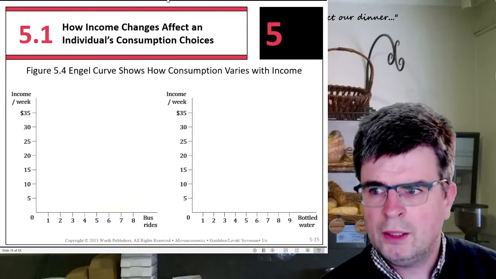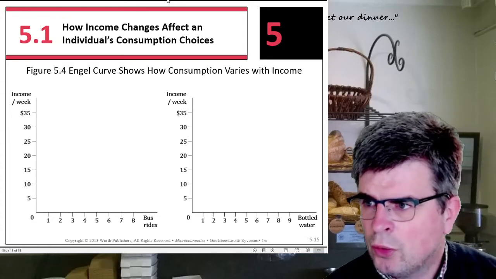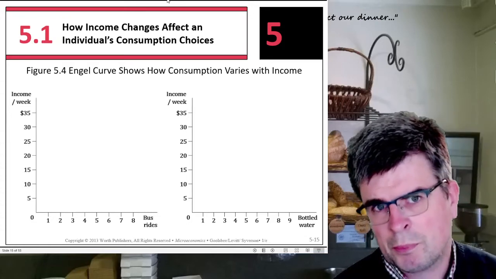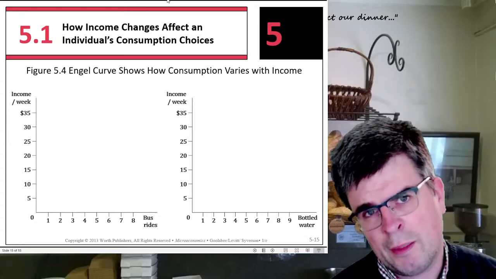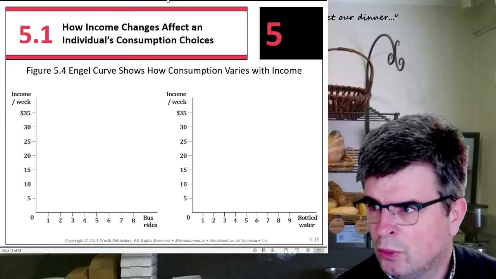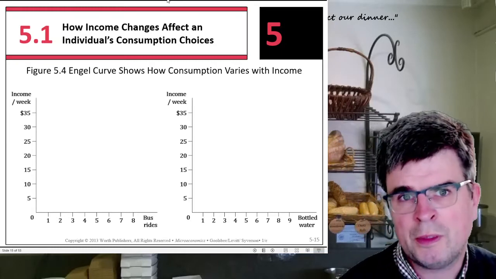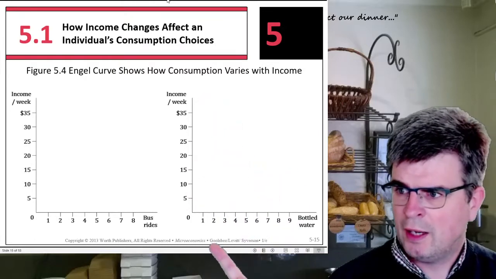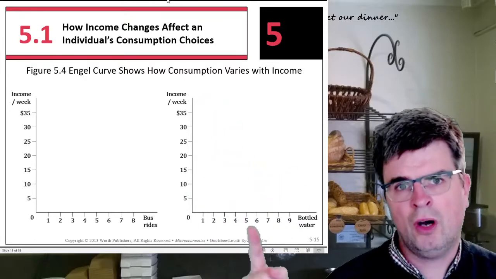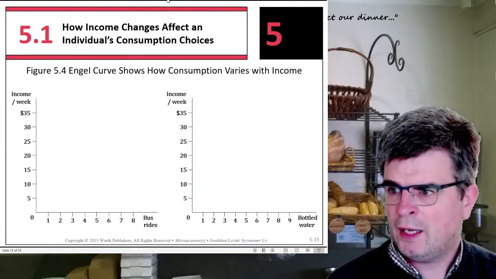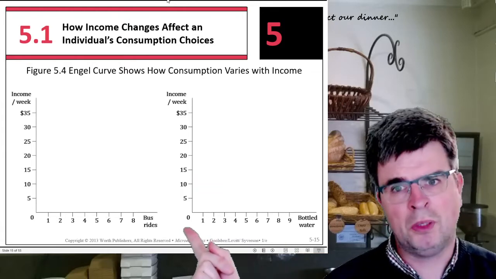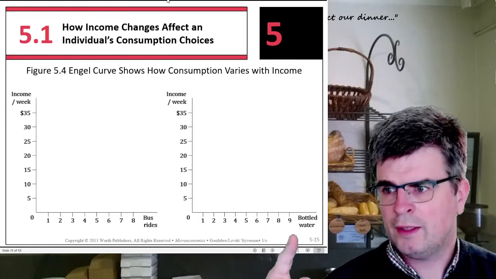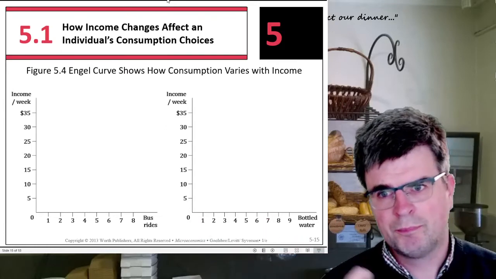Now, continuing a little bit, the Engel curve. On the previous slide, I had an Engel curve at the bottom. Here we have two graphs that both depict an Engel curve, because both have income on the y-axis and a good on the x-axis. On the left panel, we have bus rides. And on the right hand, we have bottled water.